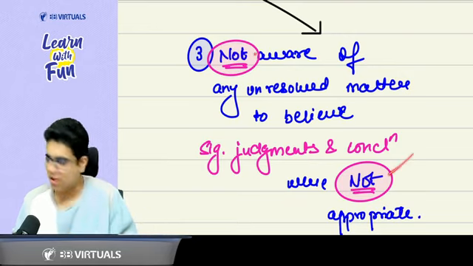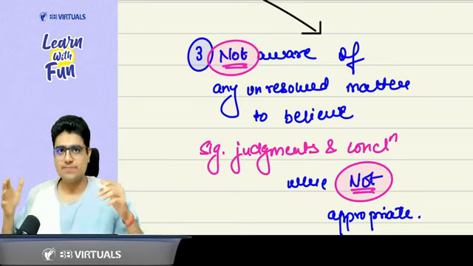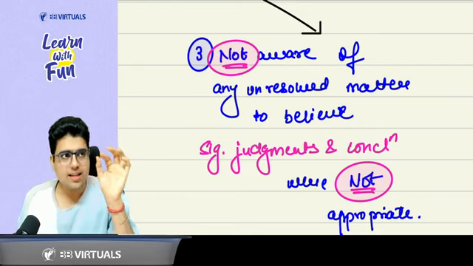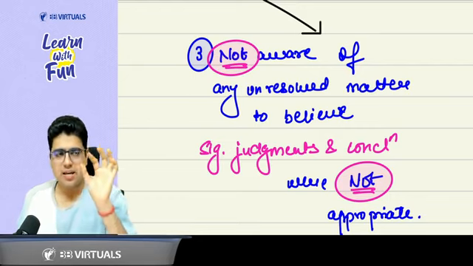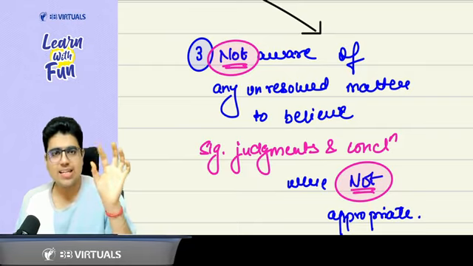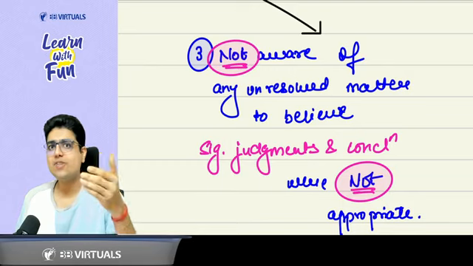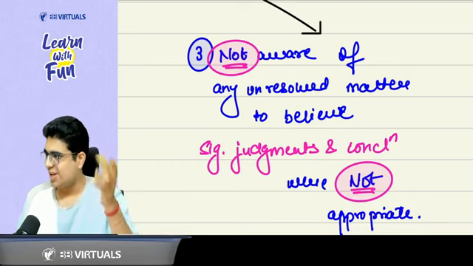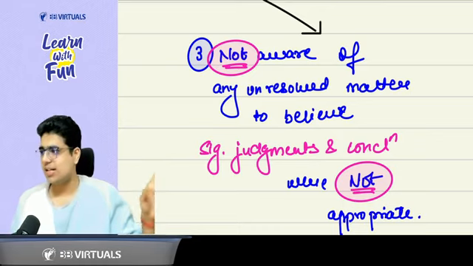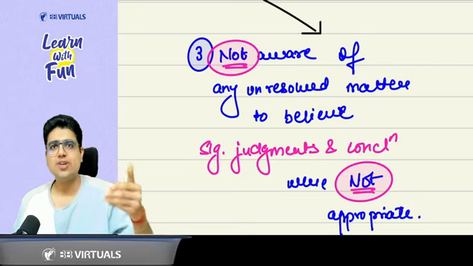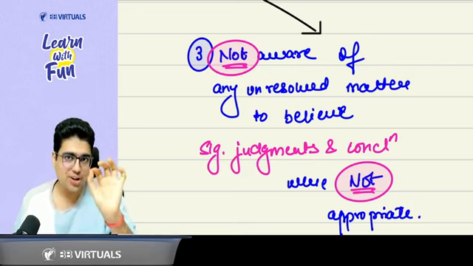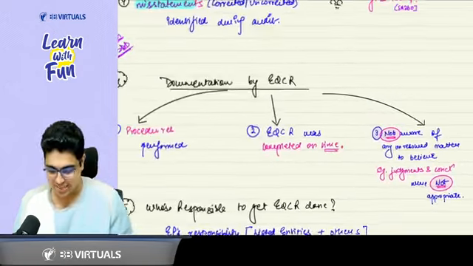Sir, what is this "not"? Arey, it is another way of saying. If I say that Mr. Hari is not a bad person, it is another way of saying Mr. Hari is a good person. Yes, sir. So if I'm saying I did not find anything to believe that the significant judgments and conclusions are not appropriate, it is another way of saying that they are appropriate. So this is how you need to frame your line. You got the point or not? Yes, sir. So these are the three points to be documented.